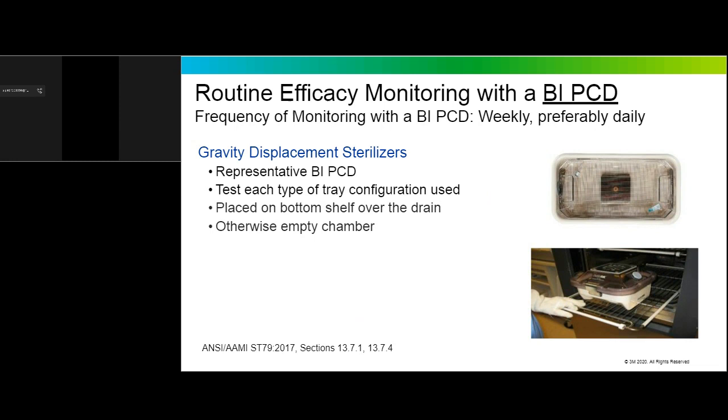For anyone who had a gravity IUSS sterilizer, they are required to make a representative PCD. They do that by placing the biological indicator and a chemical indicator in the type of rigid container that they use for IUSS, and then put that in an otherwise empty sterilizer.